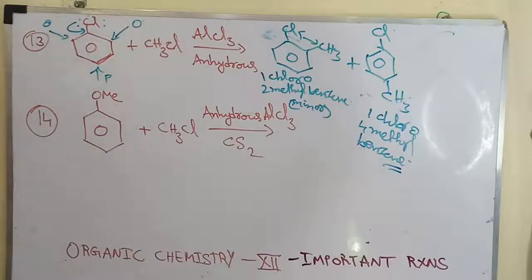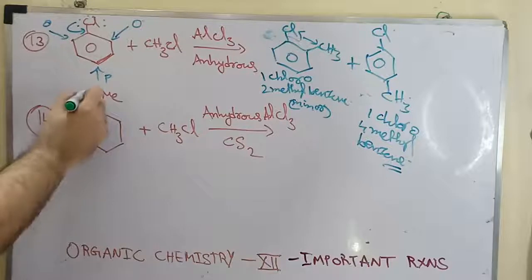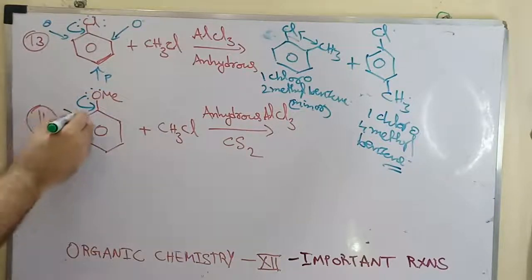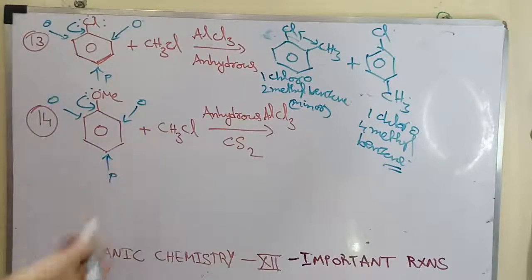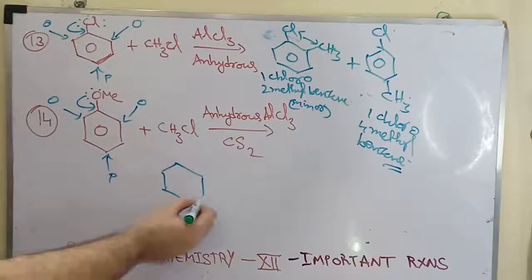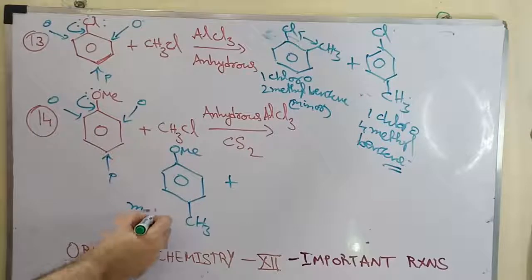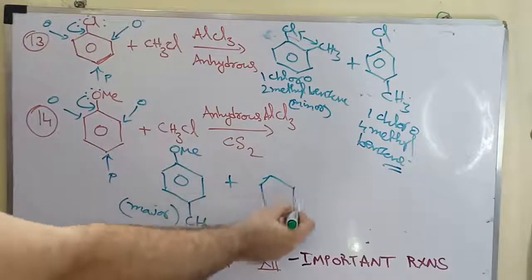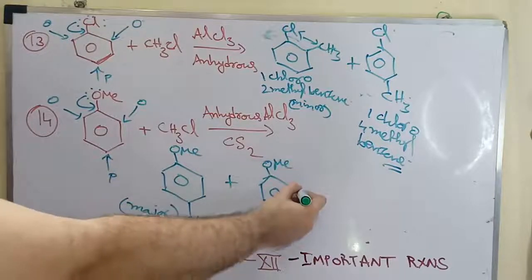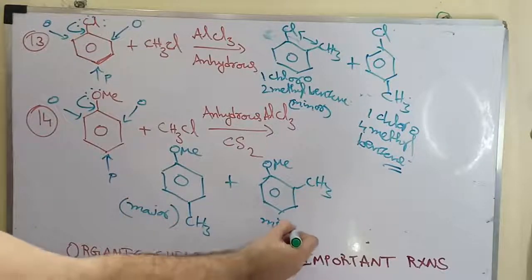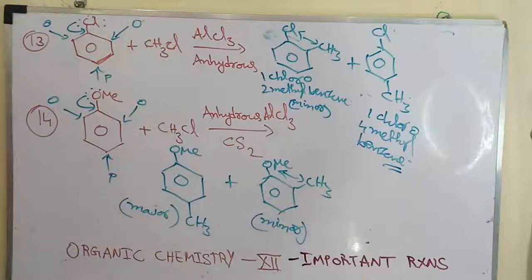The next reaction is anhydrous AlCl3 with carbon disulfide. Here the OMe is also a ring activator, hence it's ortho para directive. So we get OMe, and the CH3 can sit here, that is the para product. This is the major. And CH3 in the ortho position is the minor product. Minor because the repulsions are strong if they are close, and weak if they are away from each other. So those are the major and minor products of these reactions.